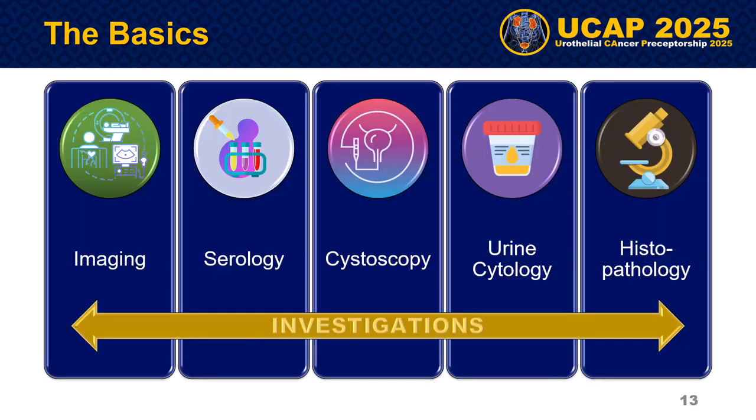The basic investigations for a patient suspected with urothelial carcinoma are largely based on imaging to visualize the tumor non-invasively. Serology is often taken for biomarkers, cystoscopy for direct visualization of the tumor as well as to obtain tissue biopsies for histopathology confirmation, and if the tumor cannot be biopsied, urine can be used to obtain cell samples for urine cytology.